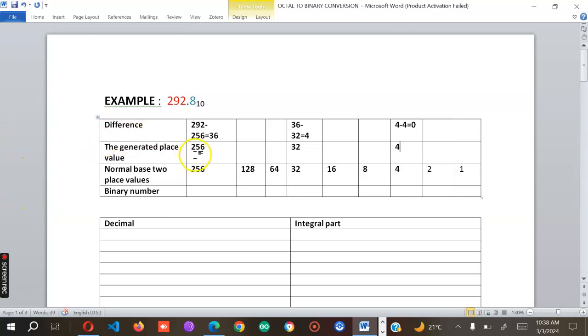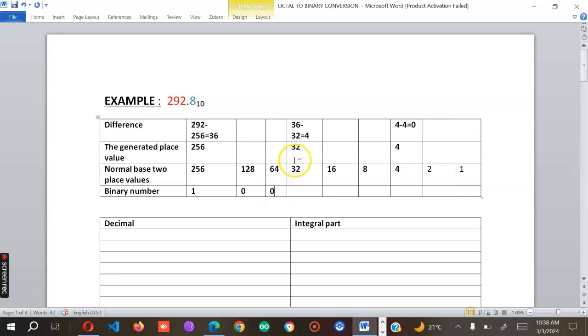These two cases, this one, you write 1 if the generated place value and the normal base 2 place value are the same. But if the generated place value and the normal place value, you have only one value, you write 0, where this one will also be 0.